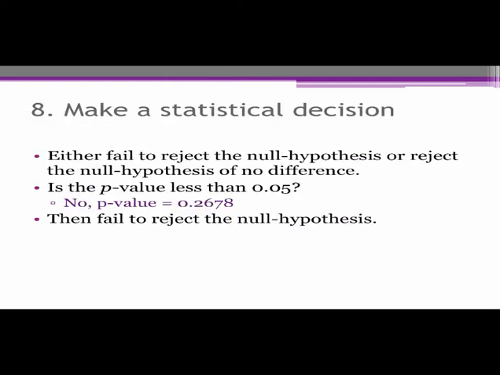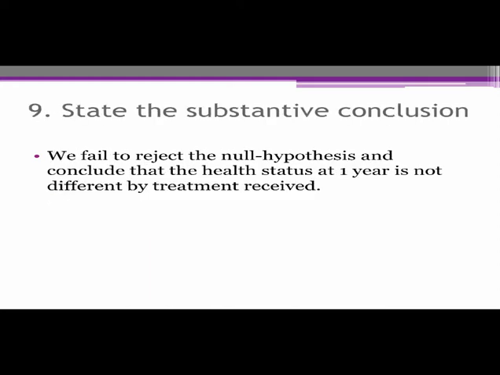Then make a statistical decision based on your p-value. Is our p-value less than 0.05? No, it is not. It's actually 5 times that, so we will fail to reject the null hypothesis. State our substantive conclusion. We fail to reject the null hypothesis and conclude that the health status at 1 year is not different by treatment received.